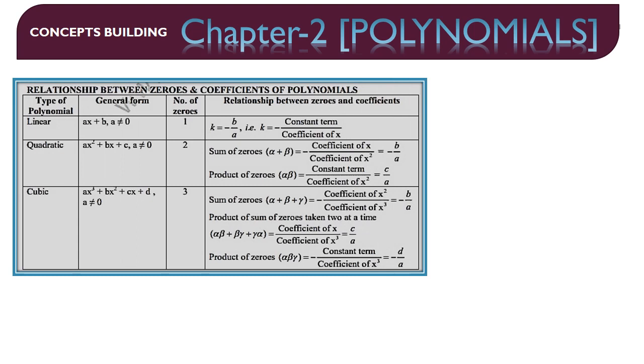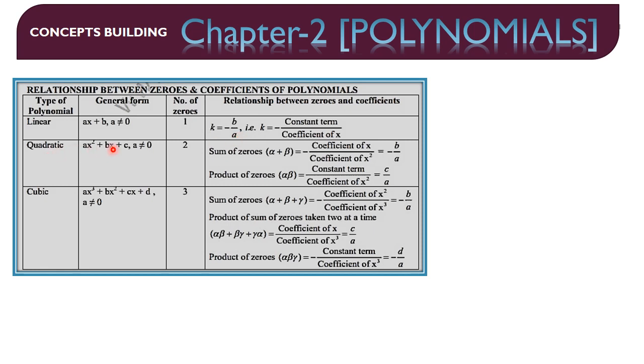Now students, I will discuss the relationship between zeros and coefficients of a polynomial. As you know, the number of zeros depends on the degree of the polynomial. So first of all, we have a linear polynomial whose general form is ax plus b, where a is not equal to 0. So the number of zeros is 1. Let it be k, which is equal to minus b by a, where b is the constant term and a is the coefficient of x.